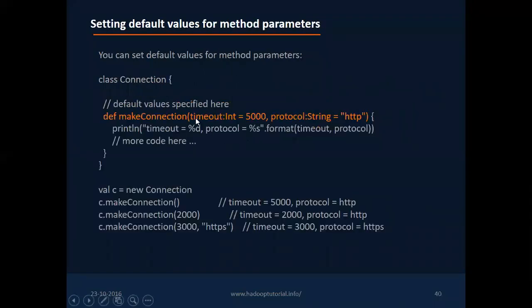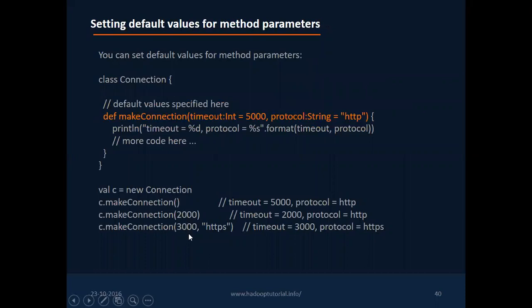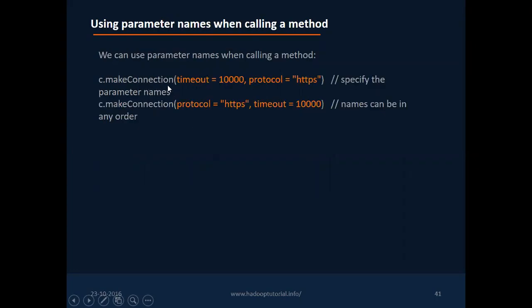Let's say I declared my method this way, timeout as first parameter and protocol as second. While calling, I can specify timeout equal to 10,000 and protocol equal to HTTPS. Or without specifying the parameter name, I can simply pass the values. If I am simply passing the values, these values should be in the order that you have declared on your method. But you can also use parameter names at the time of calling. When you are using parameter names, it doesn't matter what order you provide. c.makeConnection of protocol equal to HTTPS, timeout equal to 10,000. So these two are something new that you are observing here in Scala.